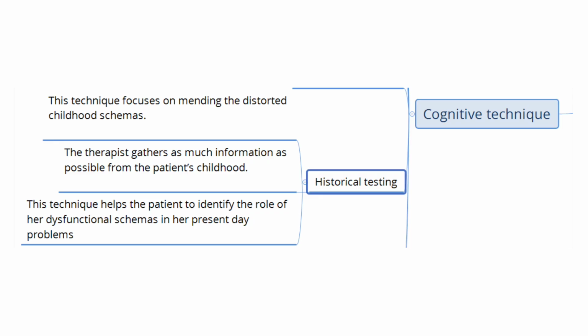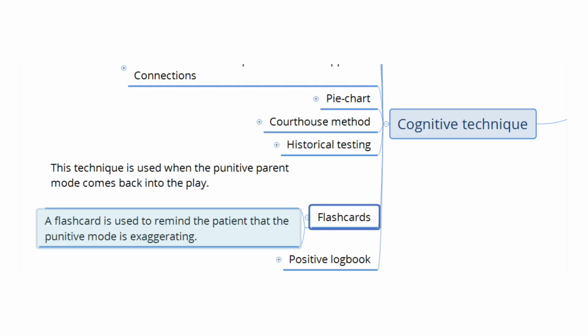She can more clearly see the role that her parents and the childhood traumas played in the development of her problems. It becomes easier for her to send away the punishing mode as well as to offer more support to the abandoned child mode. The next technique, and a very important one, is flashcards.